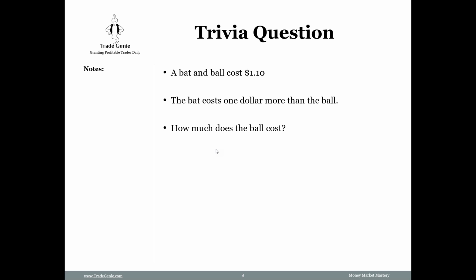So I wrote: your bat and ball cost $10. The bat costs $1 more than the ball. So just do the little math, like three rows of bat and ball. You write down the total. The total will cost $10. So you write the bat in one row, the ball in another, and then the total cost. The total cost, we write $10.